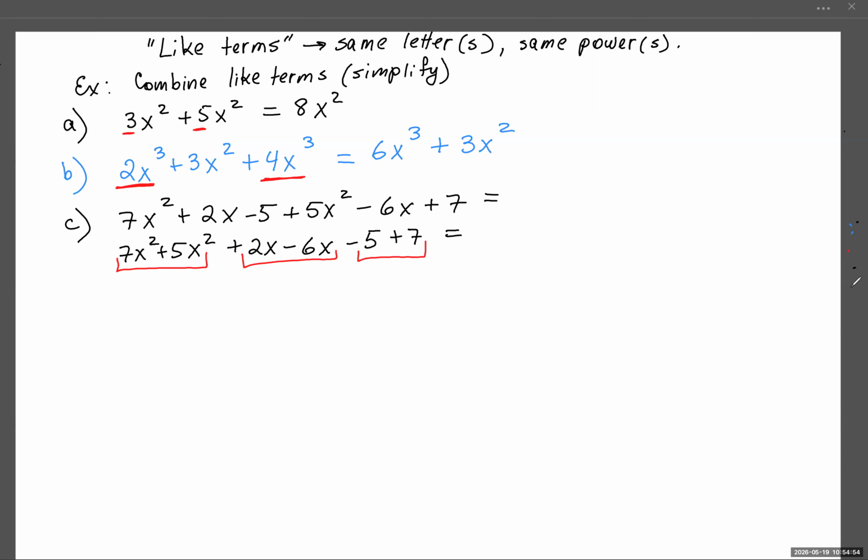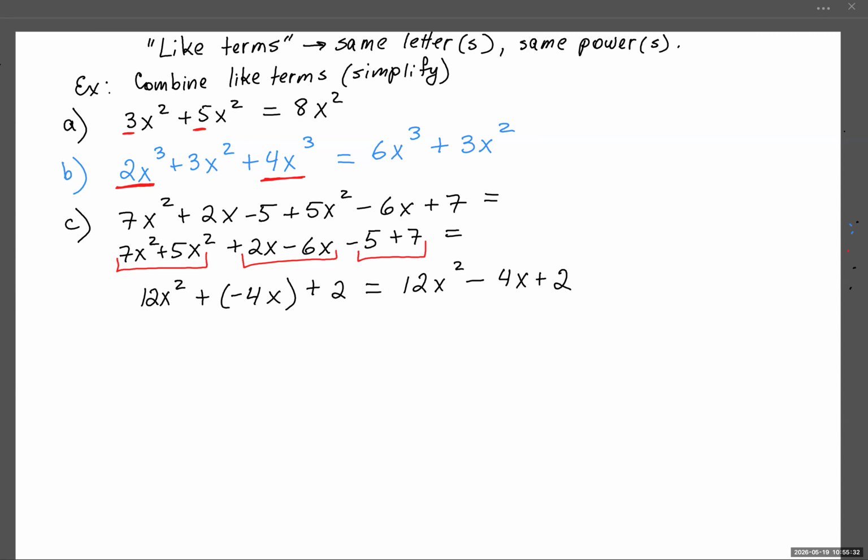So 7 plus 5 would be 12, so that would be 12x squared plus 2 minus 6, that's a negative 4, so I put a plus down, so now I have to put a negative 4. X gets rewritten, and then minus 5 plus 7, that would be a positive 2. Now you can leave it like that, or you can write it a little bit cleaner. So a plus and a minus next to it does become minus 4x plus 2.